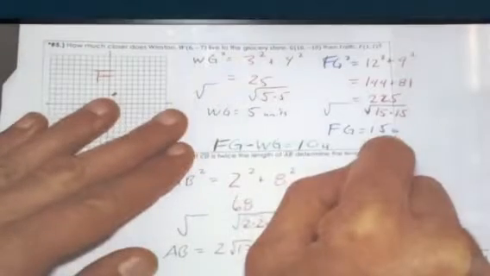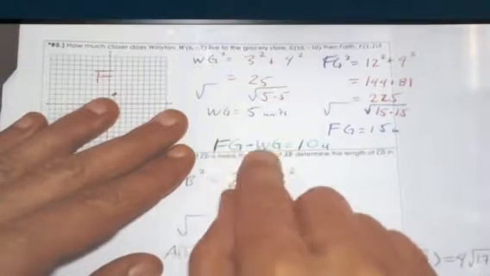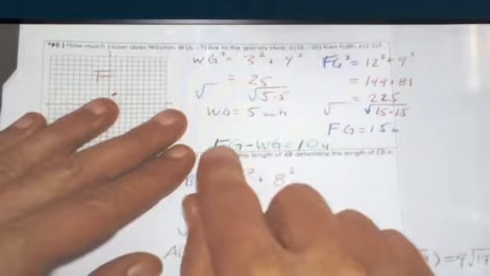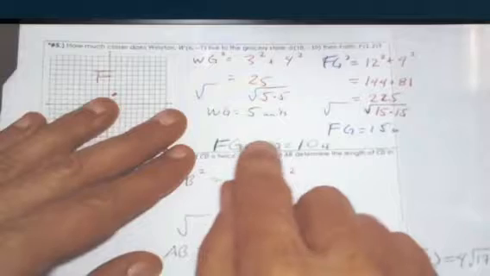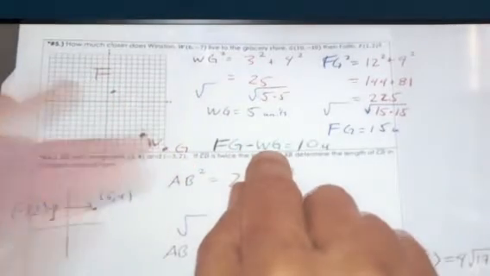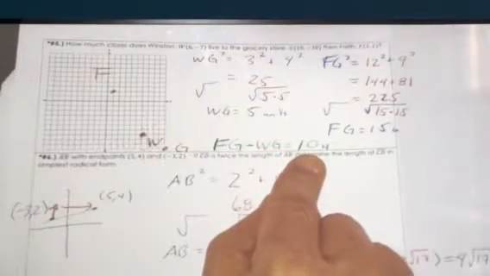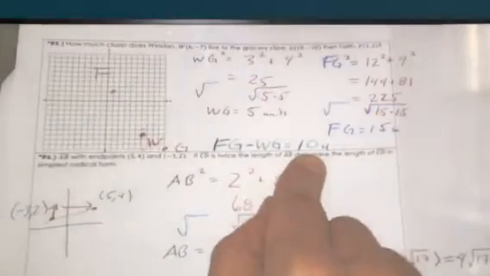So now we find the difference between Faith and the grocery and Winston and the grocery. This is Faith's trip, 15 units on the diagonal, minus Winston's trip, 5 units on the diagonal, equals 10 units. That's the difference between their trips.